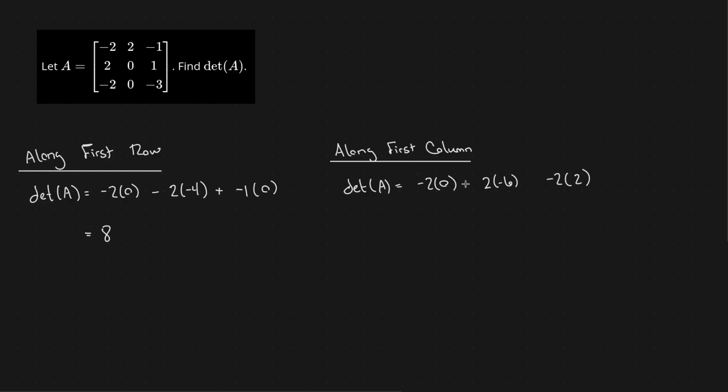Okay, alternate signs, plus, minus, plus. I'm going to get negative 2 times 0 is 0. Minus 2 times negative 6 is a positive 12. Plus negative 2 times 2 is a negative 4. I get 8. It's exactly the same thing. Okay. Now, it works for any row or column. So let's try one more. Let's go along the second column.